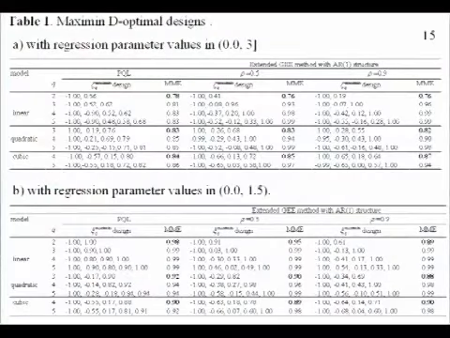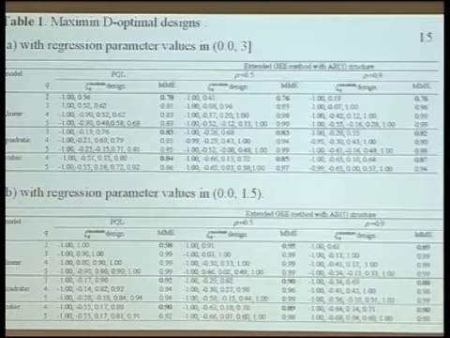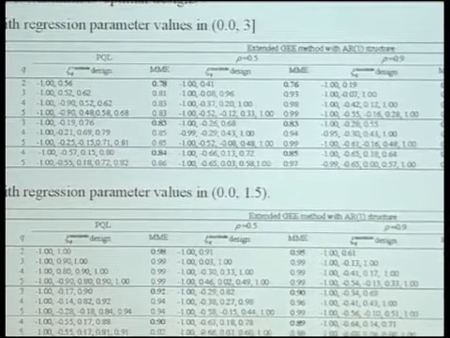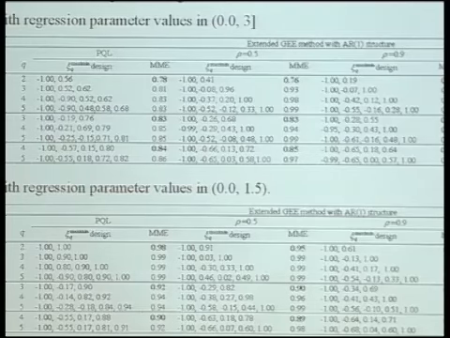And the result for the Maximin D-optimal design: here we have the random intercept model with linear, quadratic, and cubic terms of time, and the number of repeated measurements, and the result for the PQL method. Here we have the Maximin design at -1 and 0.56 for 2 repeated measurements in the case of the linear model, and the corresponding Maximin efficiency is 0.78 when the parameter values are between 0 and 3. And these are the corresponding values for the extended GEE method.